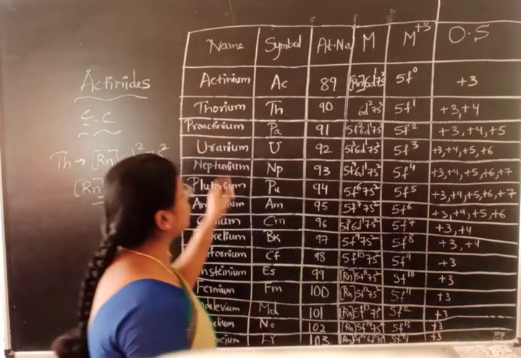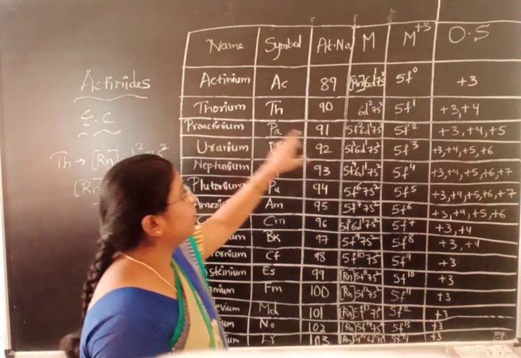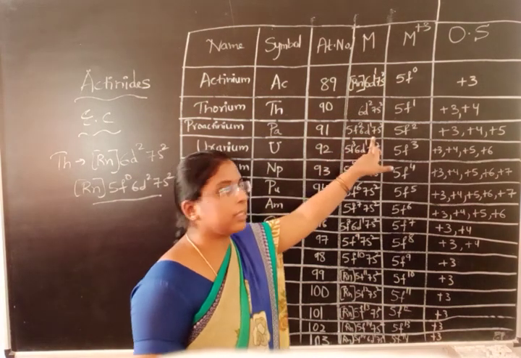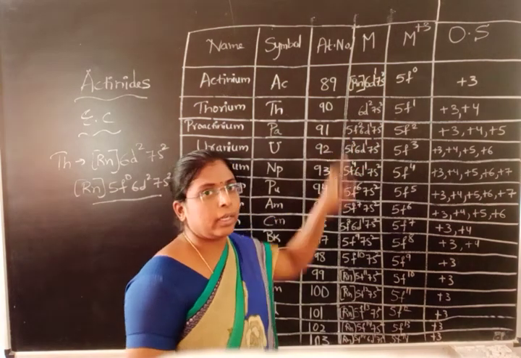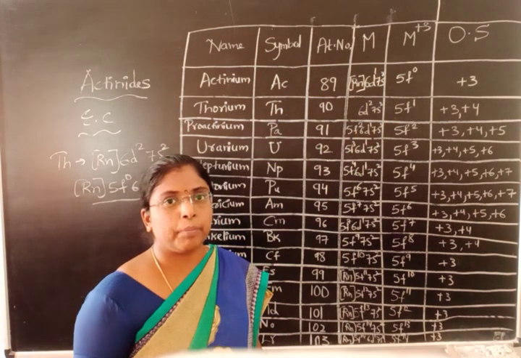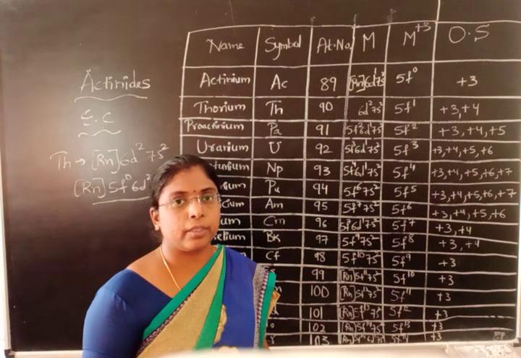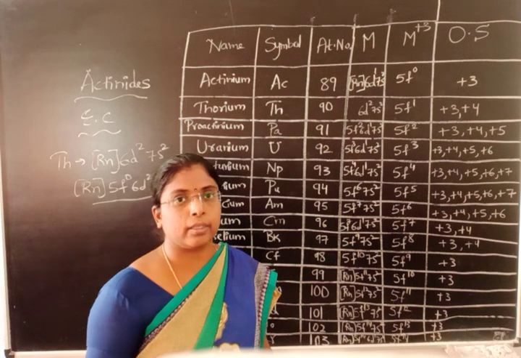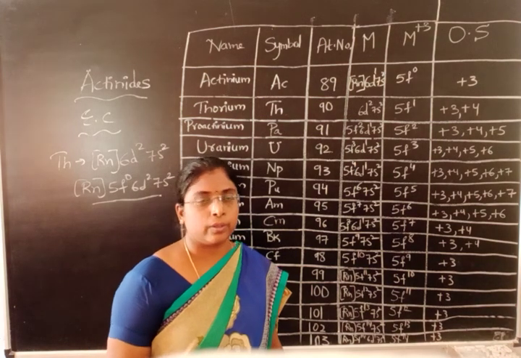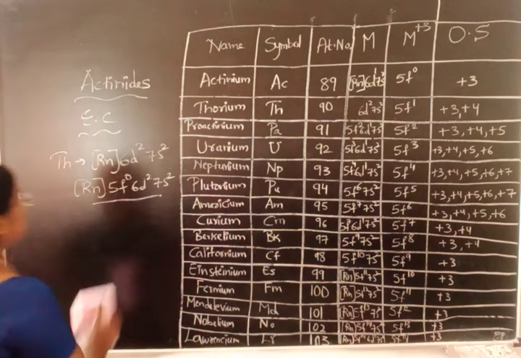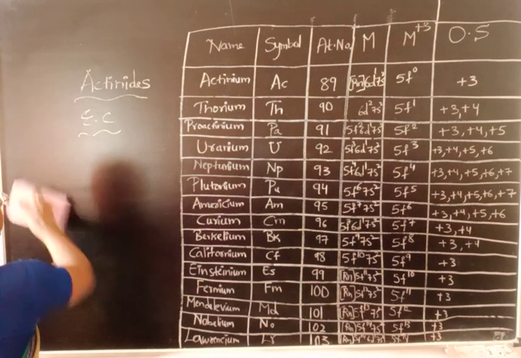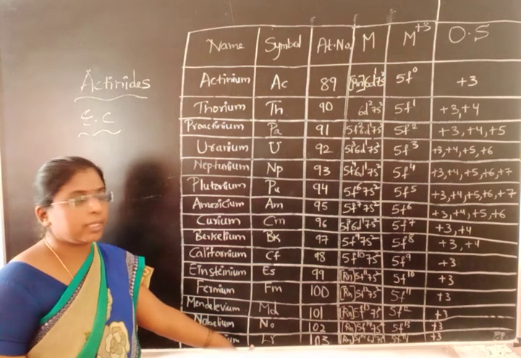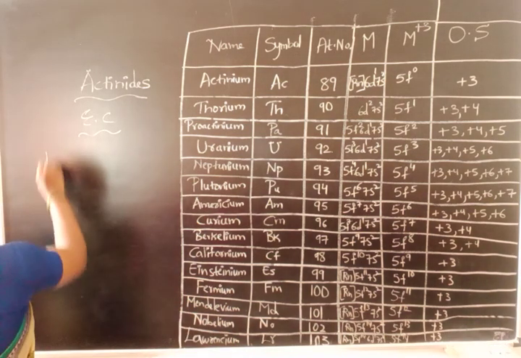The filling of electrons starts from protactinium, that is 91, radon 5f2 6d1 7s2. Here the electrons enter into the antepenultimate 5f subshell. Hence it is known as the 5f series, or actinide series, or actinones. Here, from thorium to lawrencium, the atomic number goes up to 103.